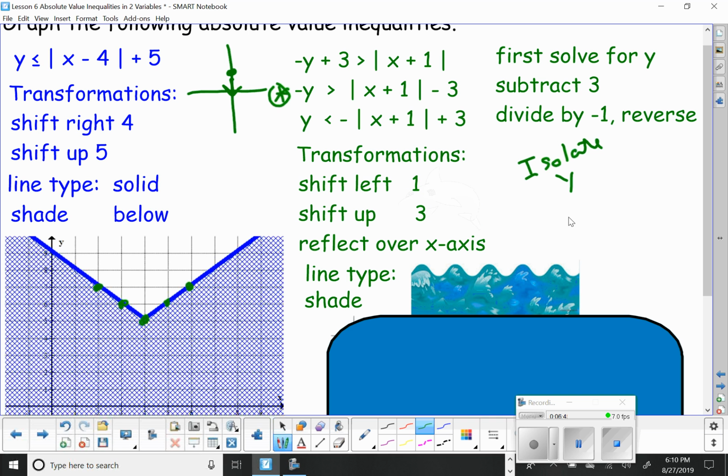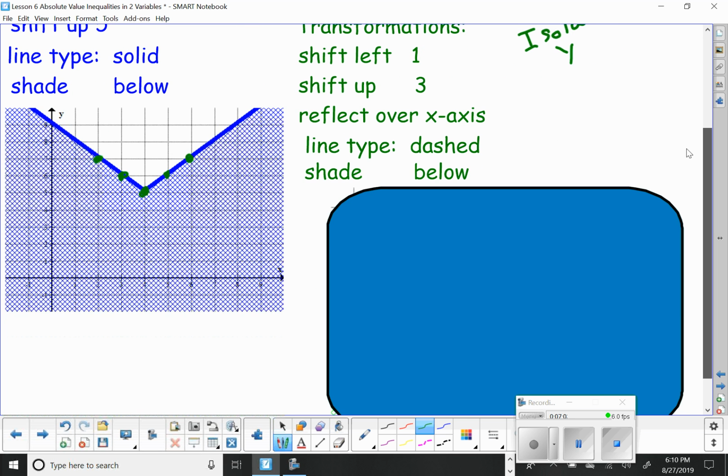Boom. What kind of a line will I draw my V with? Well, it's just less than. There's no equals, so it should be dashed. This one is also less than, so it will be below. Once I write all this down, graphing, I just have to follow my own directions.